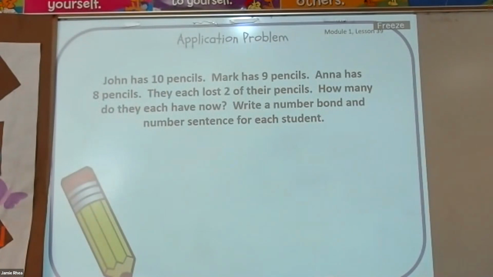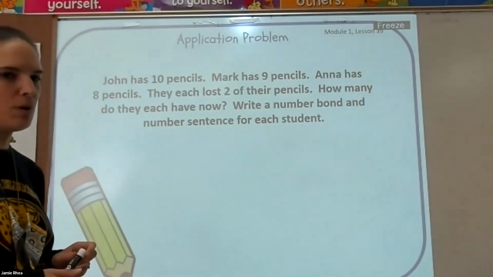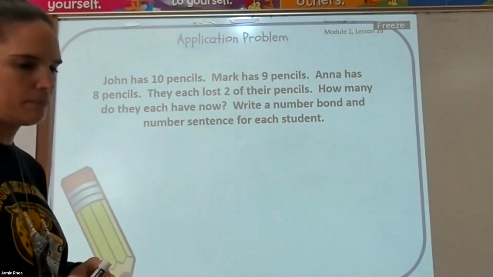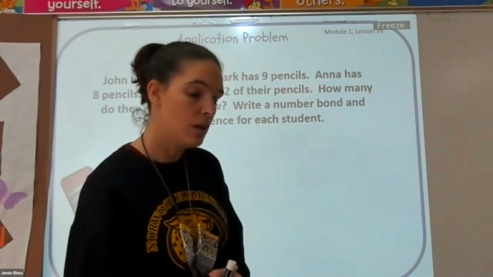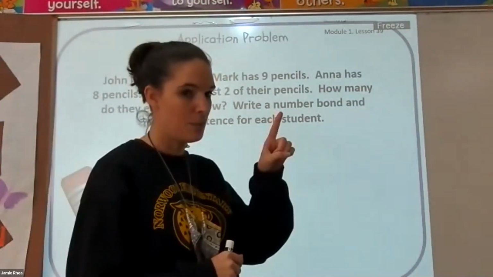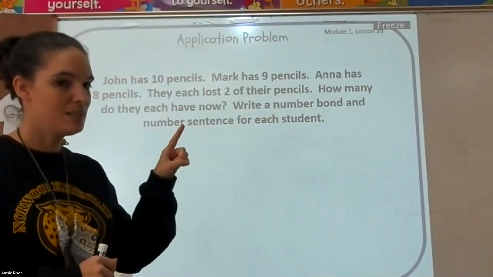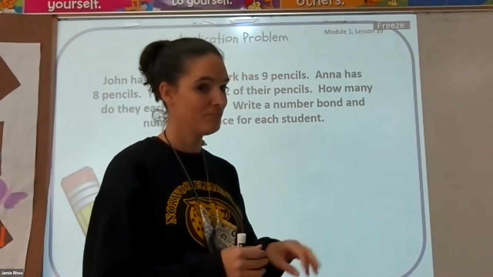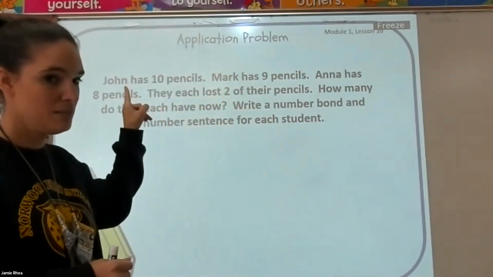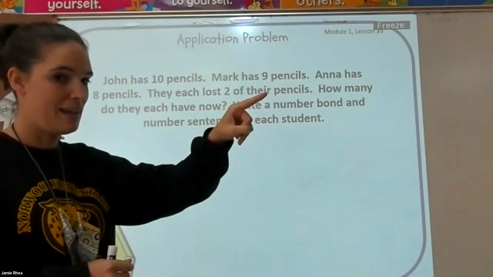John has 10 pencils. Mark has 9 pencils. Anna has 8 pencils. They each lost 2 of their pencils. How many do they each have now? Write a number bond and number sentence for each student. Okay. What did it tell me I have to do? I have to write a number bond and a number sentence for each student. How many students are there? 3. We have John, Mark, and Anna.